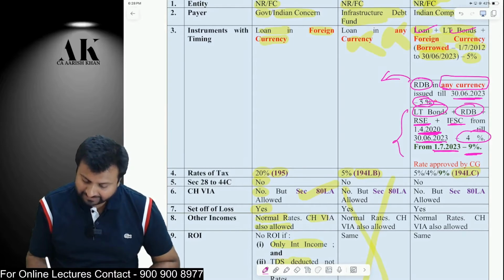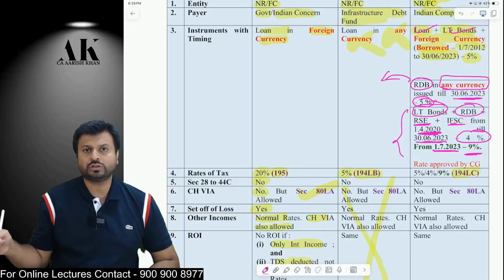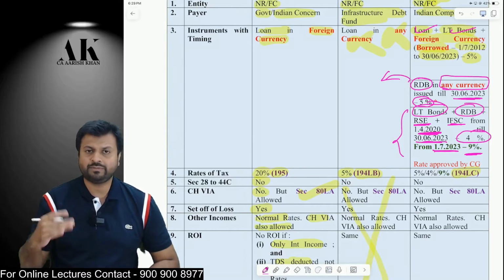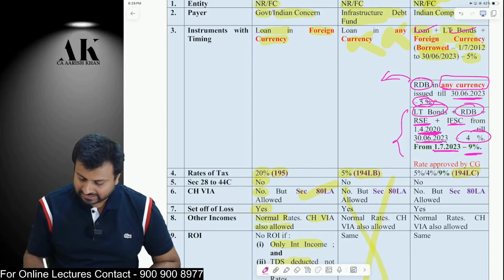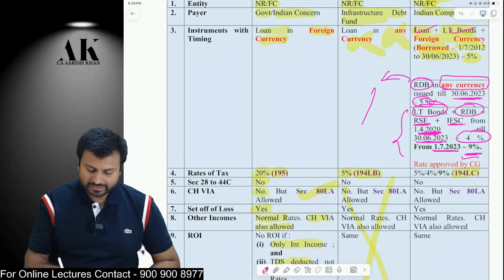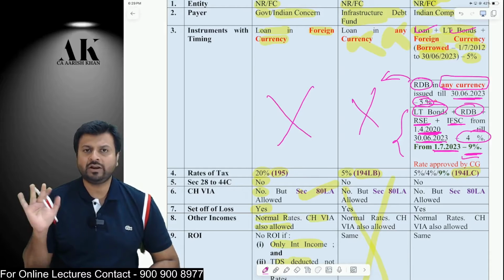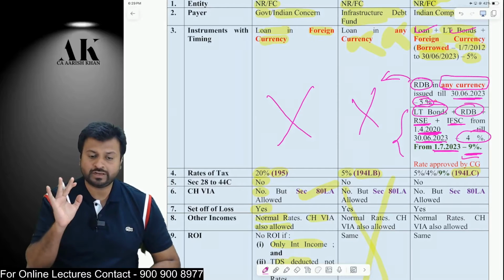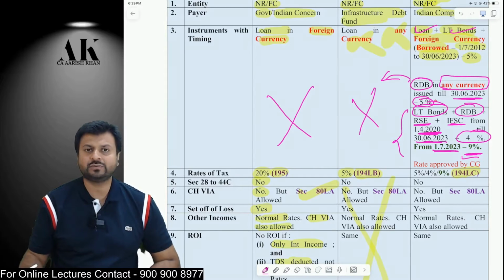So this IFSC point: between 2020 and June 2023, it is 4%, and after 30th June 2023, it will become 9%. Plus, the rate has to be approved by the central government. In the first two sections, the interest rate will not be decided by the government of India. But in the third section, the interest rate will also be decided by the government of India. You have to be very careful with that. So there are multiple tax rates over here.